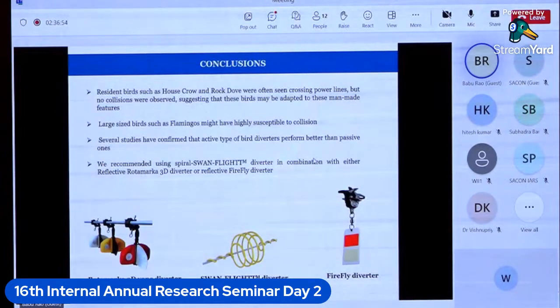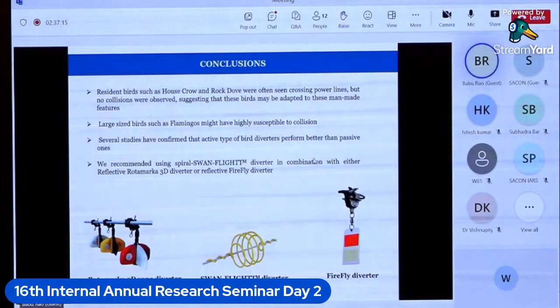Resident bird species like Auscrow were highly adapted to the long-established transmission lines. Therefore, a higher crossing rate and no collisions were observed in this species. The larger-bodied species, like flamingos, are highly vulnerable to collision.